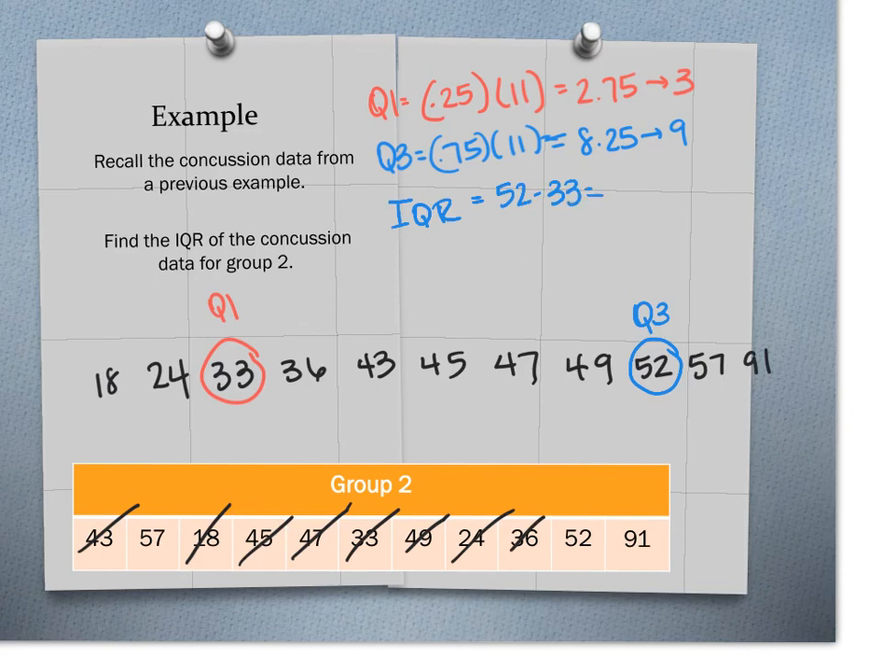which is 19. And what does this 19 represent? Well, remember, this is the number of days to recover from a concussion. So what this says is that the middle 50% of the data is spread out about 19 days from each other.